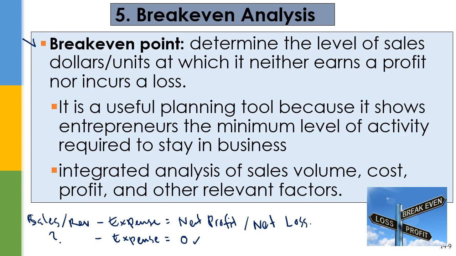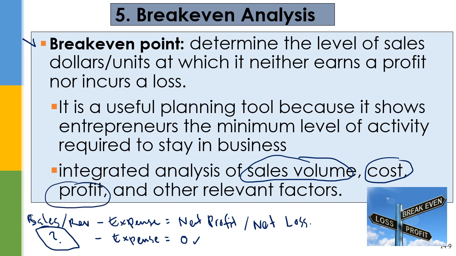So the point is where you get neither profit nor loss, equal to 0. Why do we do this? It is a useful planning tool because it shows entrepreneurs the minimum level of activity. For example, how much sales we must target in order to stay in business. So we have to know our sales volume, our cost or expenses, the profit, and other relevant factors.